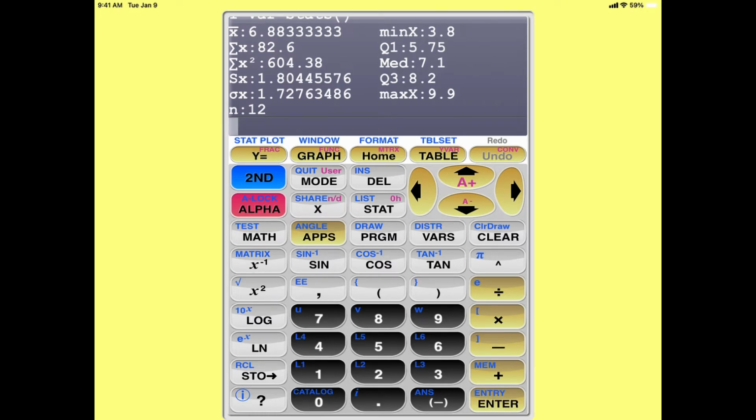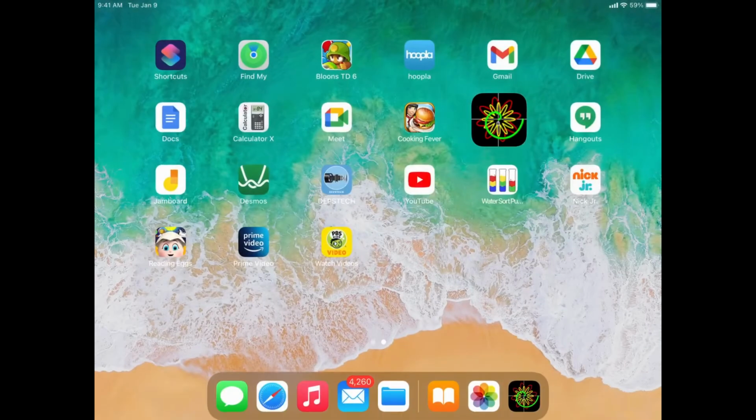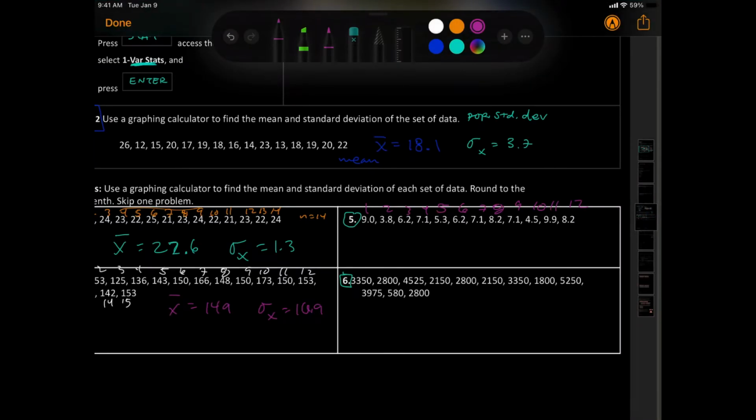And then our answer there would, X bar would be round up, 6.9 and 1.7. So let's get a different color. It's hard to see. X bar is 6.9 and the population, which means we have all the numbers in the list, 10.7. And let's do our last one here.